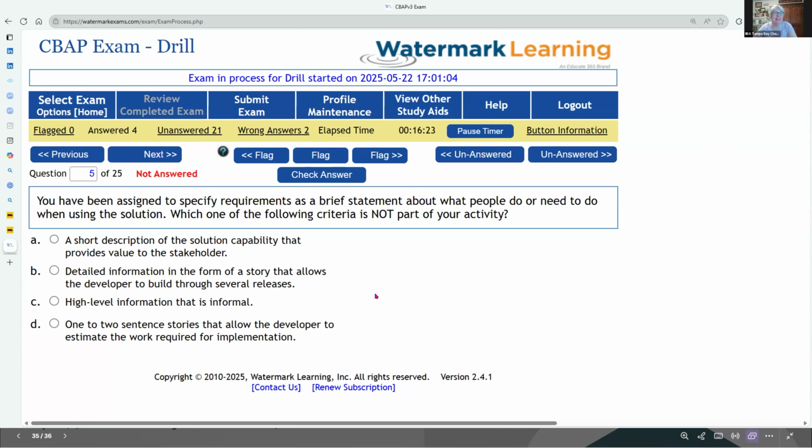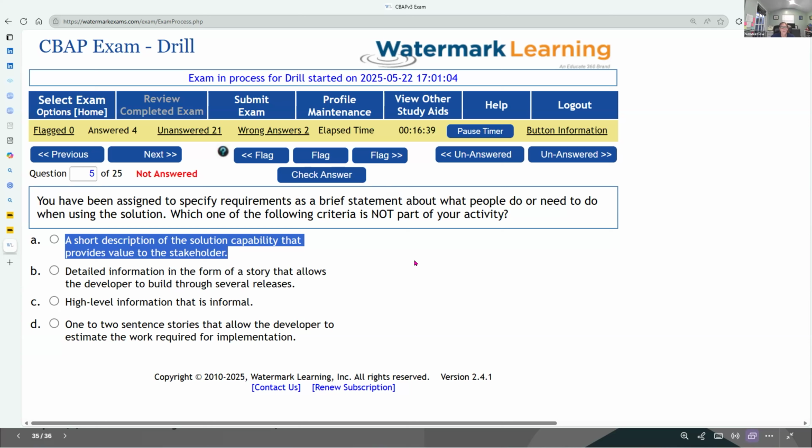Okay, let's go into the answers. A short description of the solution capability that provides value to the stakeholder. This is the definition of which technique? Oh, that's talking about a user story. Right, that's user story. Good job.